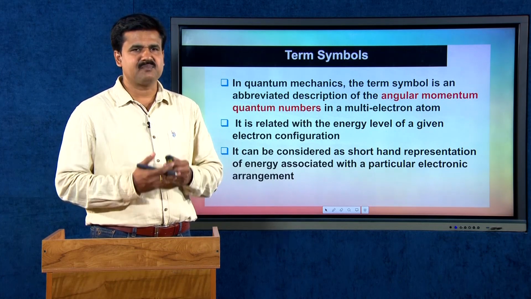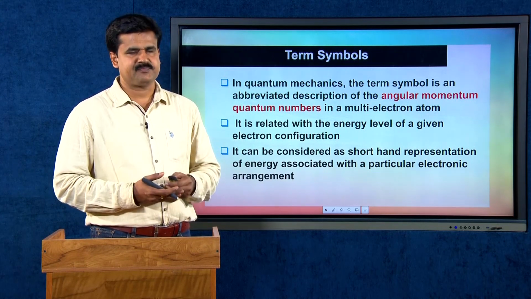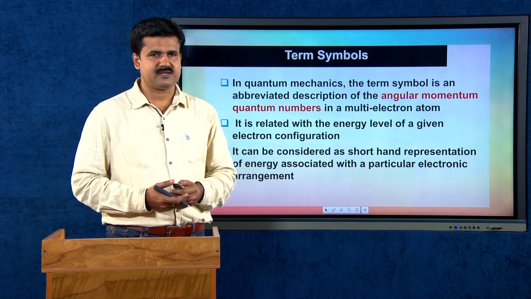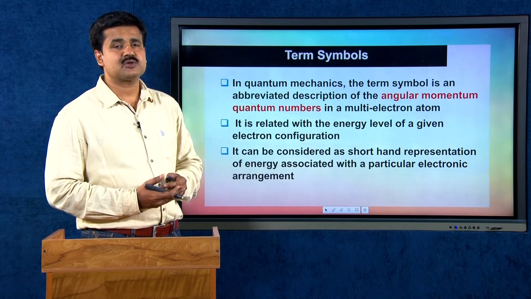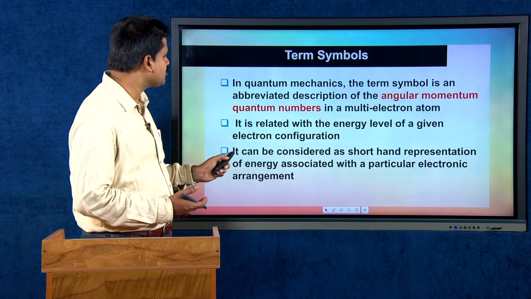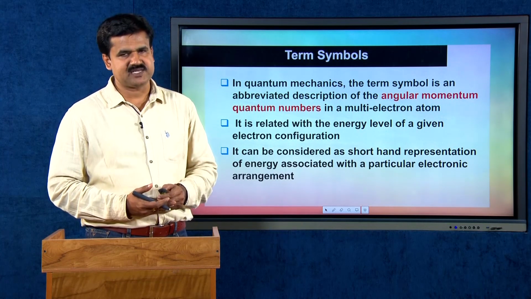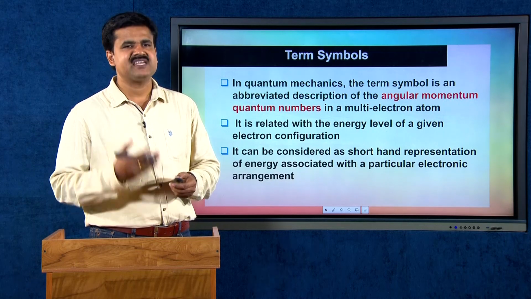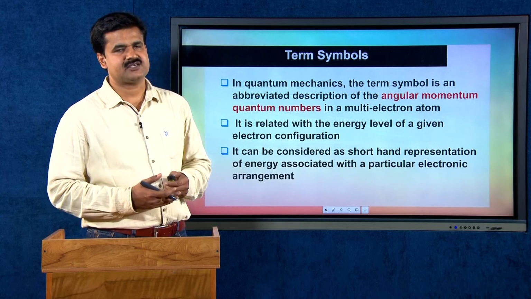So, term symbol is an abbreviated description of these two quantum numbers, spin angular momentum quantum number and orbital angular momentum quantum number. It is related with energy level of a given electron configuration. It can be considered as a shorthand representation of energy associated with a particular electronic arrangement. So, term symbol is the shorthand representation of energy state associated with a given electronic configuration.